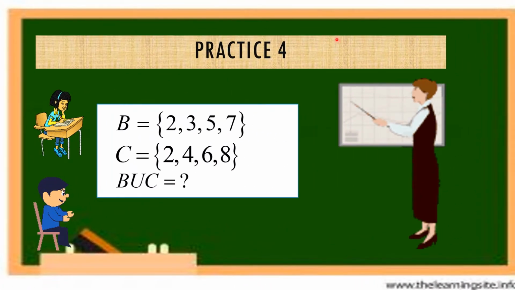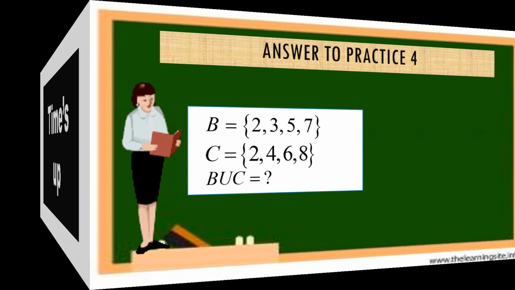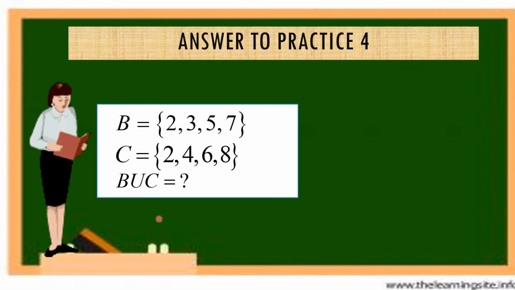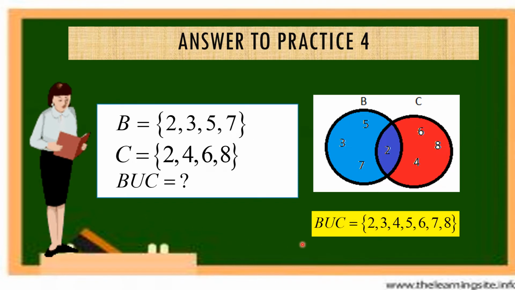We have practice 4. We need to find B union C. We have the answer to practice 4. B union C means all the elements belonging to either set B or set C. So B union C equals a set whose elements are 2, 3, 4, 5, 6, 7, and 8.